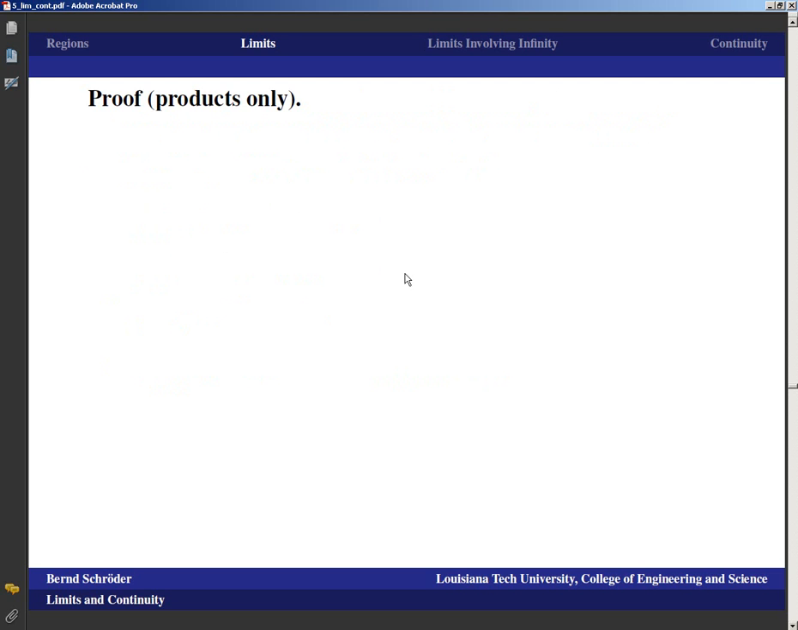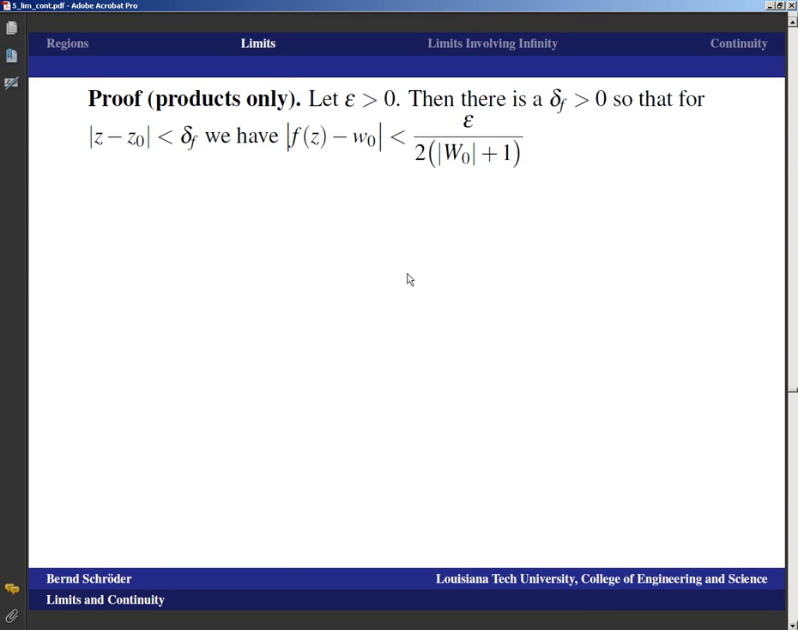And let's go through it with the same philosophy as what we had before. Let's first verify that all the steps are allowed, and then at the end go back and check where the ideas may have come from. So we let epsilon be greater than 0. And well, then there is a delta lowercase f, so that for all z with |z minus z0| smaller than delta lowercase f, we have that |lowercase f of z minus lowercase w0| is smaller than epsilon over 2 times (|uppercase W0| plus 1).